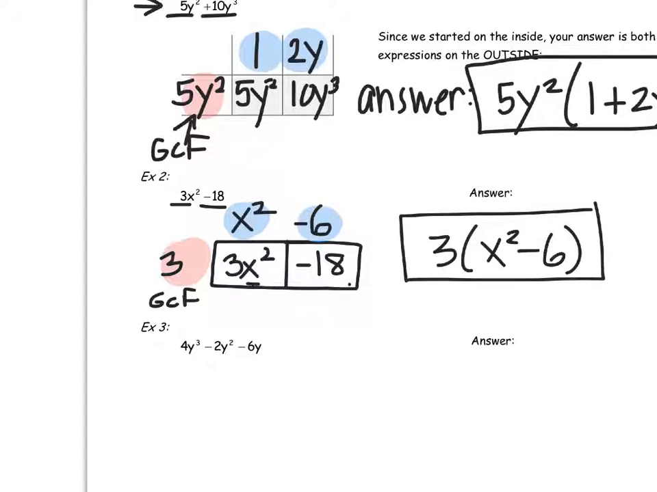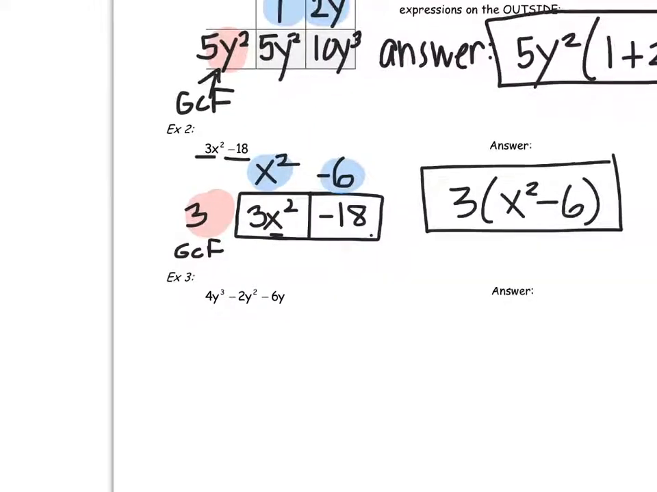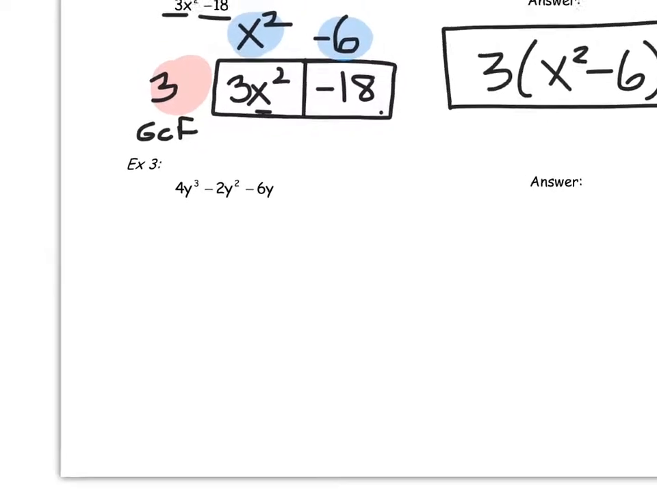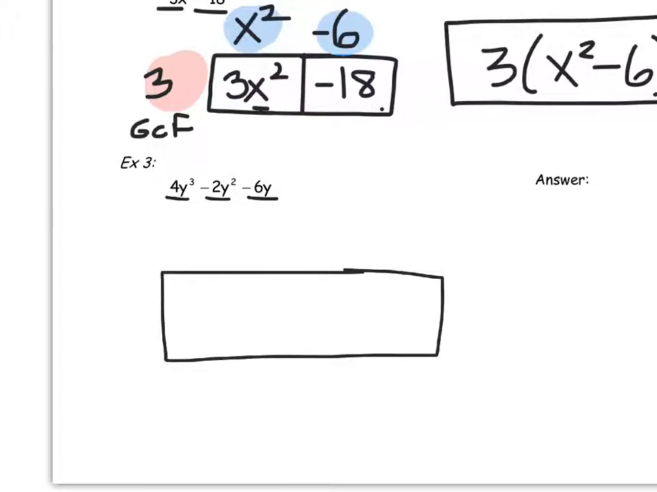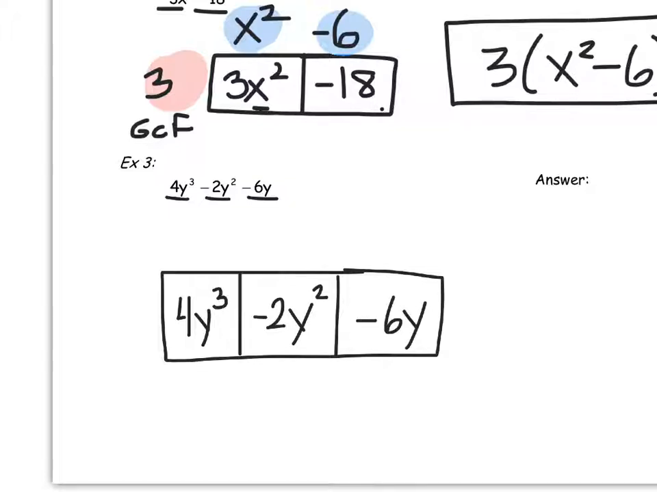All right, last example. This is a tricky one. I have 3 different terms: 1, 2, 3. That means the box I set up has to have 3 terms. 4y cubed, negative 2y squared, negative 6y. So I need a term here, and I need a term here, and here, and here.